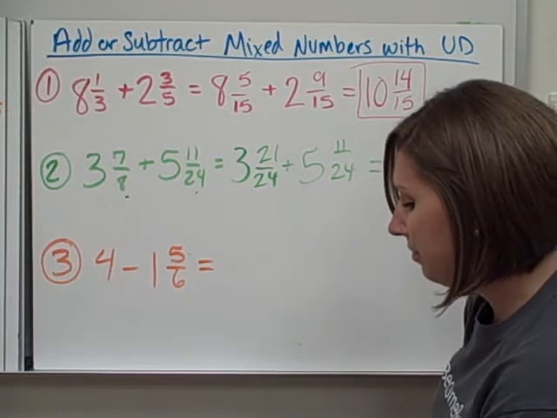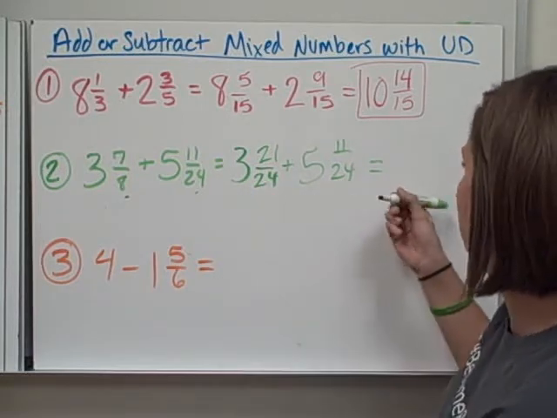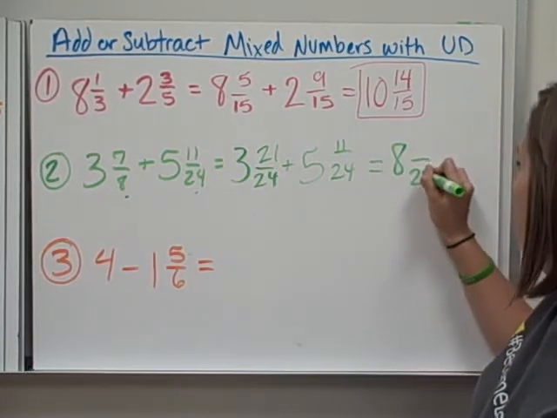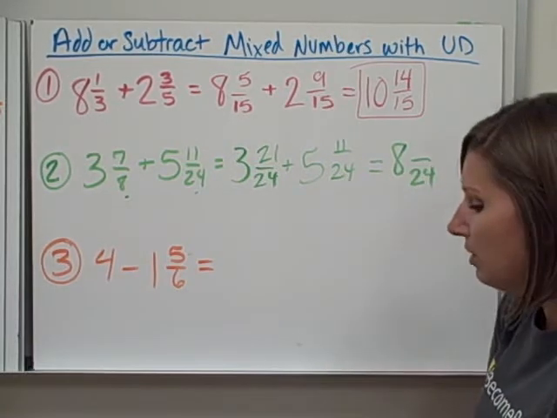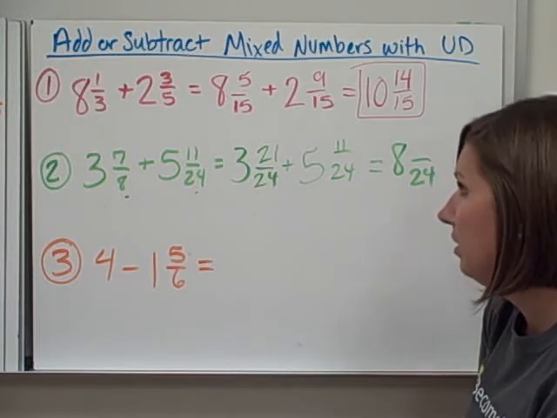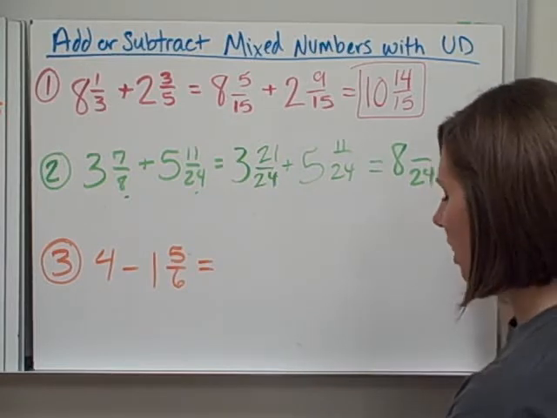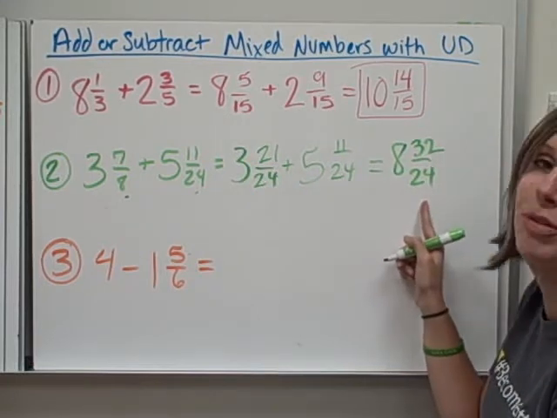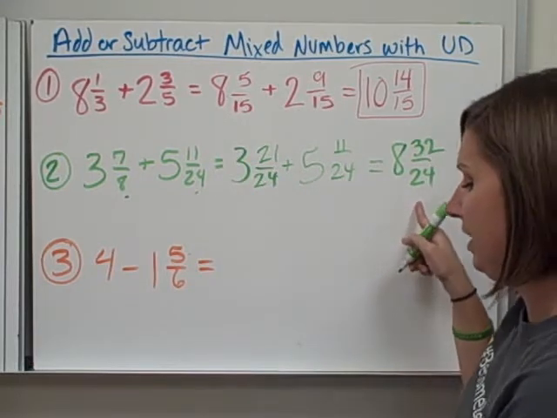Okay, now here's the fun part. I'm going to add my whole numbers. 3 plus 5 is 8. Keep the denominator the same, 24. And now I have 21 plus 11. 21 plus 11 is 32. And I've got a whole number and an improper fraction. Definitely going to have to fix that.